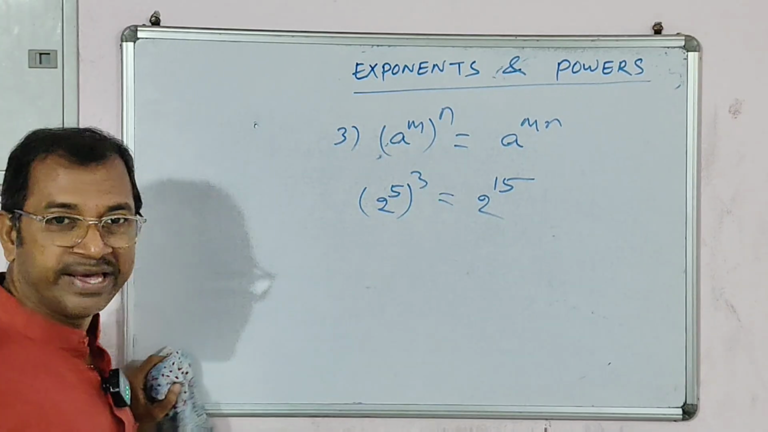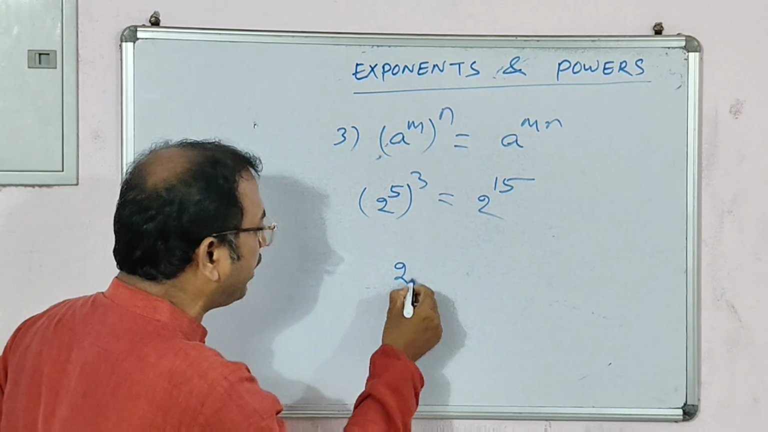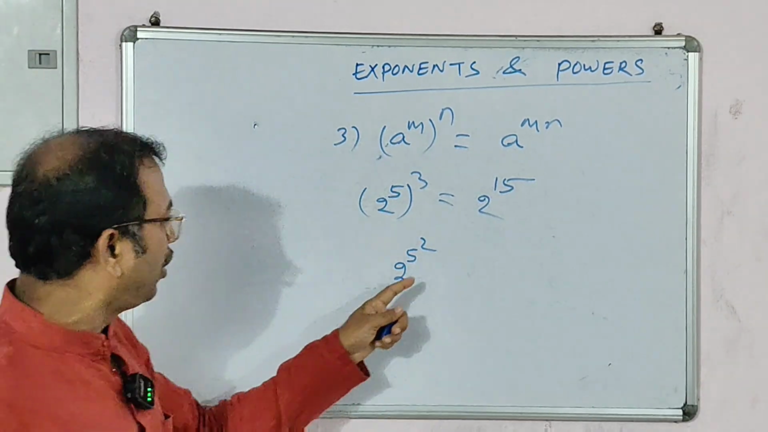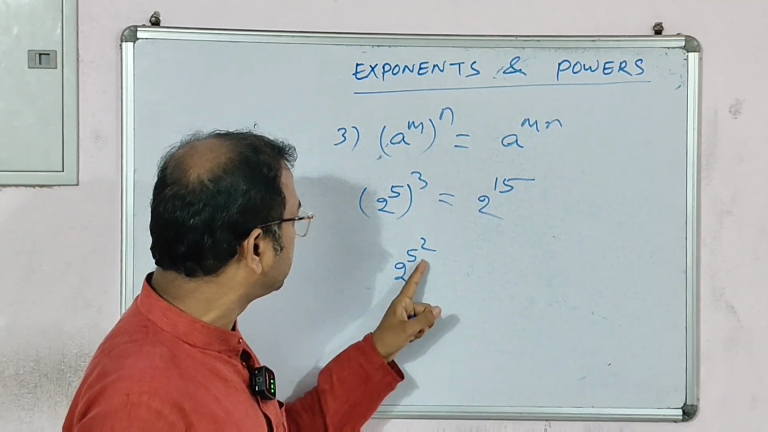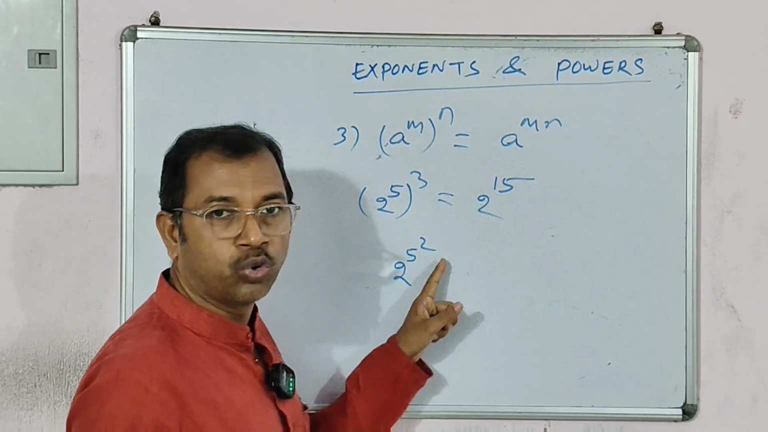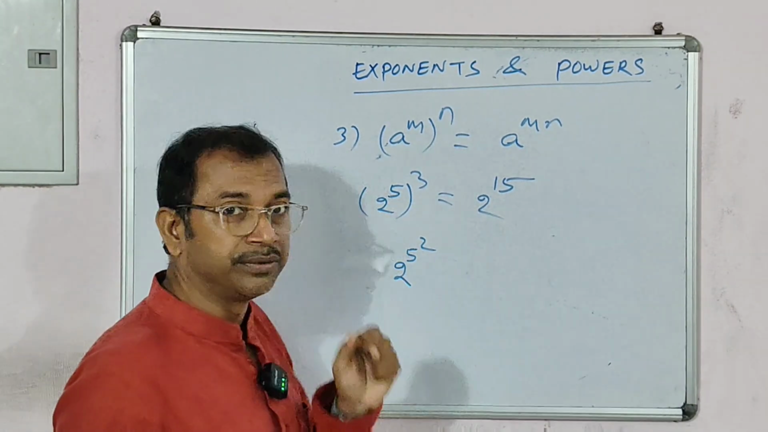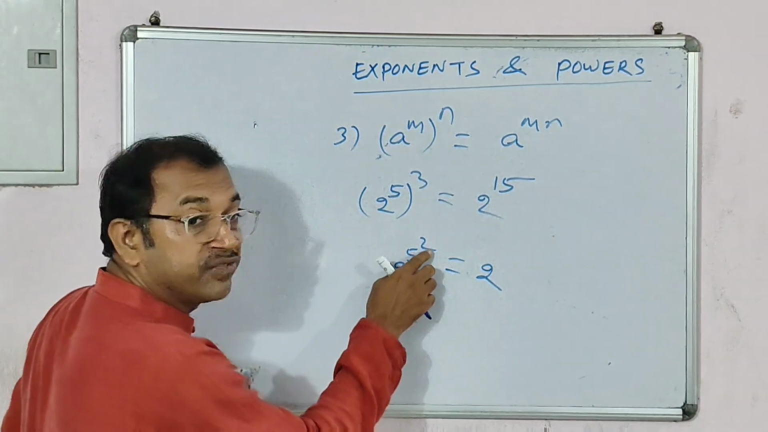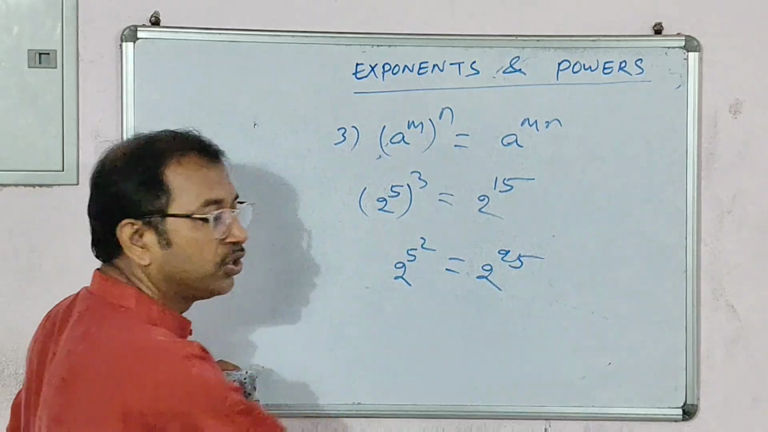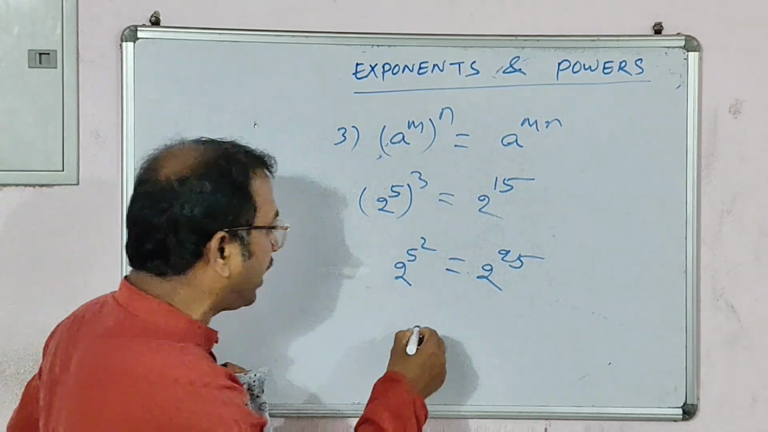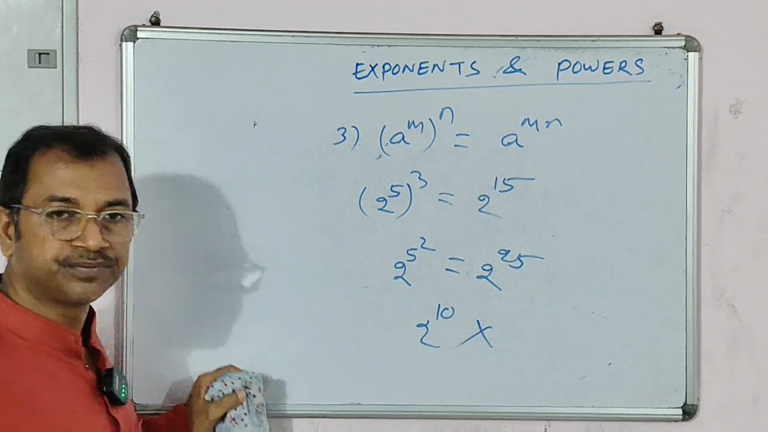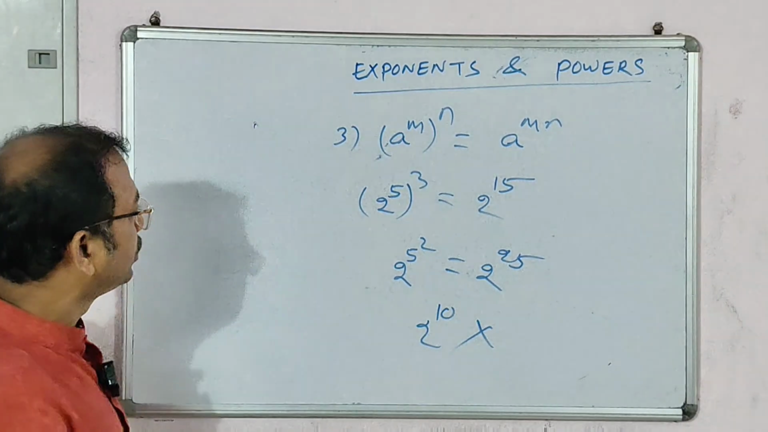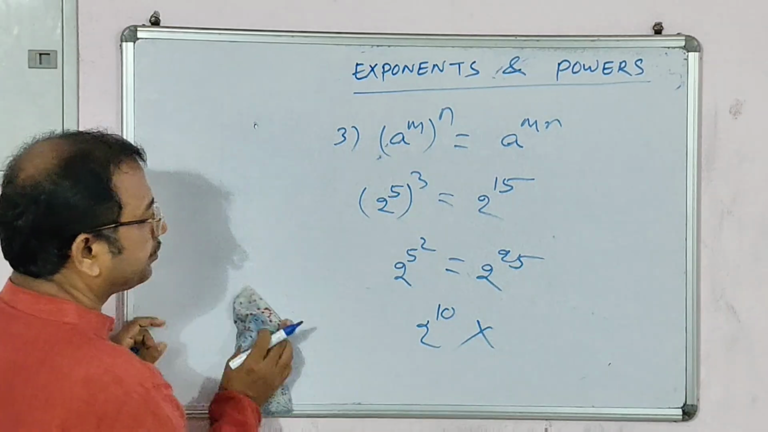But one twist is here. Listen. Suppose it is given 2 to the power 5 to the power 2. So lot of students doing the mistake what? 5 into 2. 5 into 2. This is wrong. So there is no bracket. So it is what? 2 to the power 5 square. 5 square means 25. So 2 to the power 25. Don't write 2 to the power 10. This is wrong. Got it? So this is the difference. Very important concept. So third one. Third rule completed.